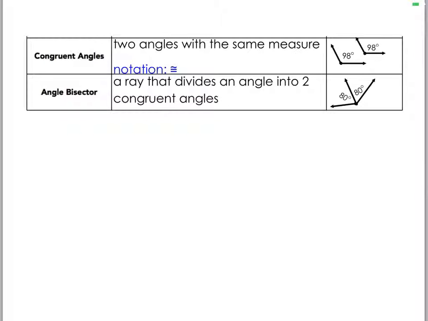Congruent angles are two angles that have the same measure. So for your example, it's two angles that both measure 98 degrees. The notation is going to be an equal sign with a little squiggle above. So for instance, if I wanted to say this was angle A and this was angle B, I could say angle A is congruent to angle B. An angle bisector is the ray that divides an angle into two congruent angles. So this guy right here is our bisector.